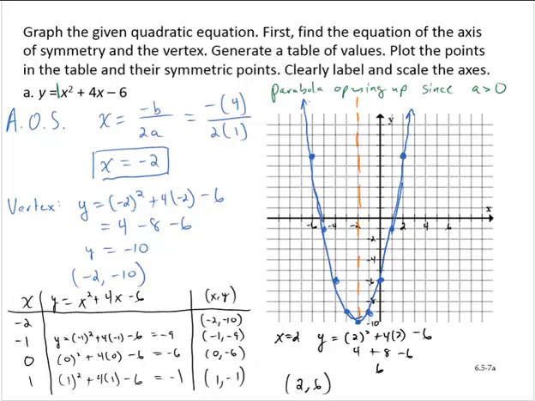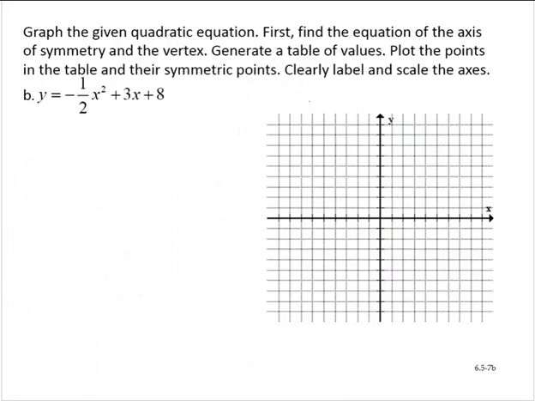All right, so that's how we can use the symmetry of the curve to help us find additional points. All right, so here's another example. We have y equals negative 1/2 x squared plus 3x plus 8. Let's immediately note that the parabola opens down, since a is negative. All right, let's find the equation of the axis of symmetry.